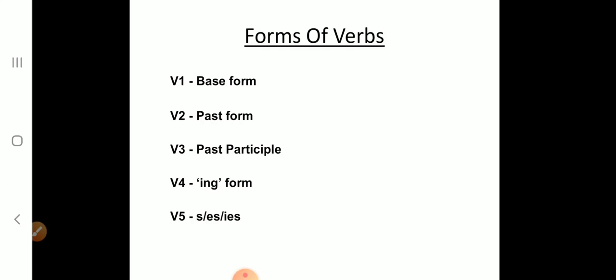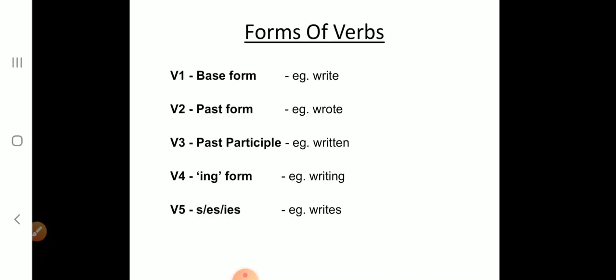Now, V4 form of verb is the one which takes ing form. V5 form of verb is when s, es and ies is added to the root verb.